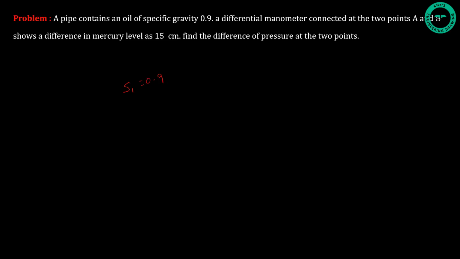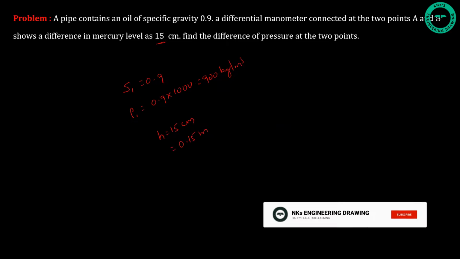First, the given data is specific gravity of oil, that is liquid, is S1 equals 0.9, where density can be calculated with the help of 0.9 into 1000, which gives 900 kg per meter cube. And the difference of the height is given as 15 centimeters. So H equals 15 centimeters, which can be written as 0.15 meters.